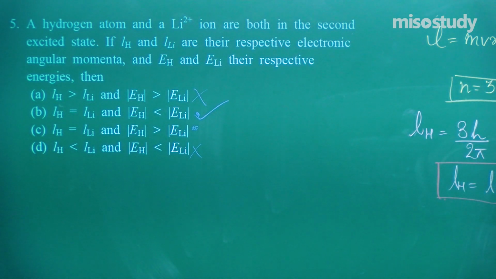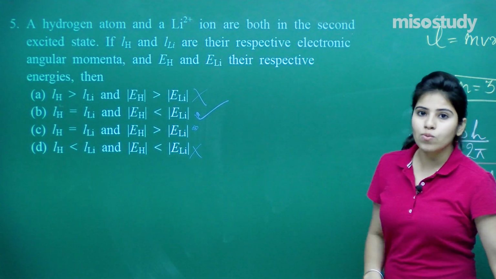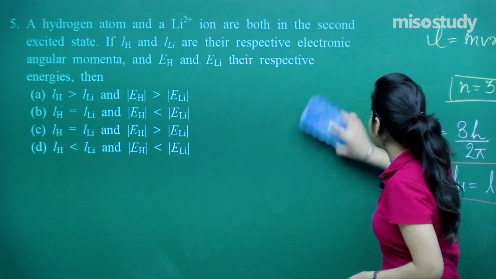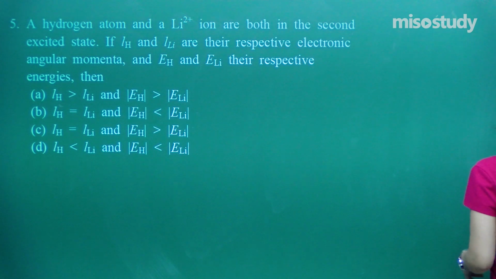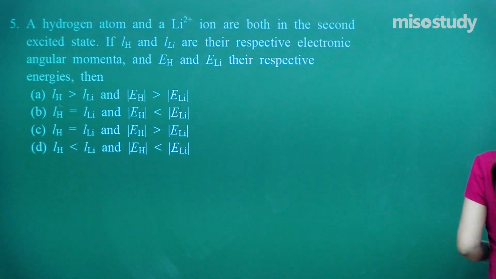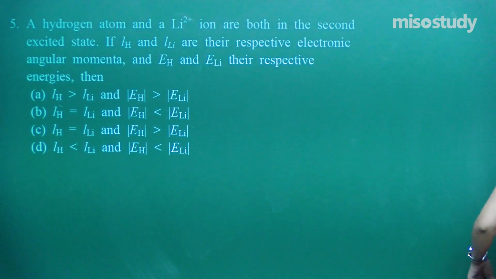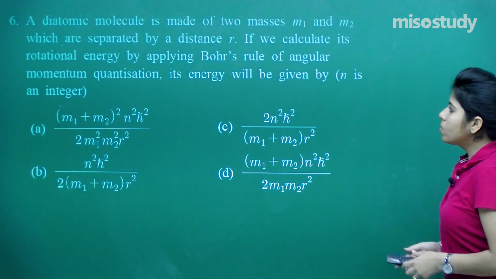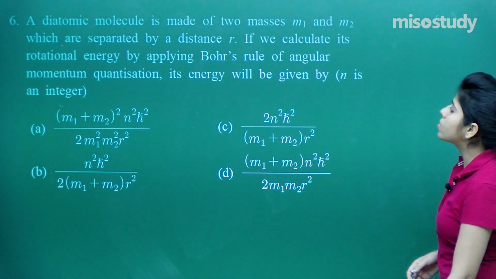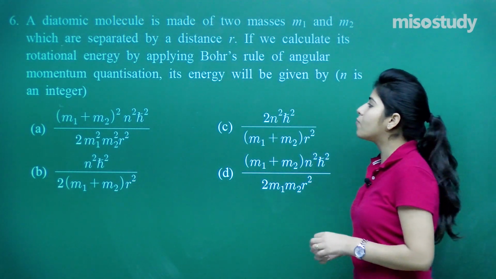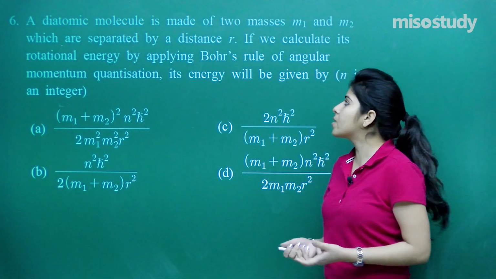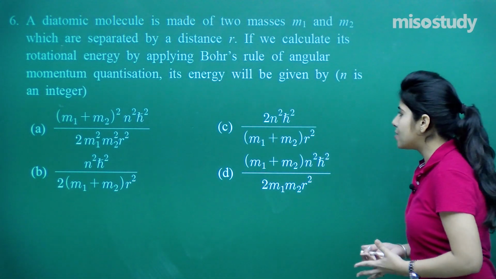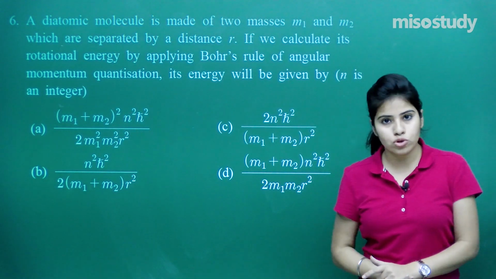Okay. So now after doing this question, it's time to move towards the next question. That will be question number 6 for this session, and we will be preparing the board. Okay. So we have been given a question for a diatomic molecule. A diatomic molecule is made of two masses M1 and M2.